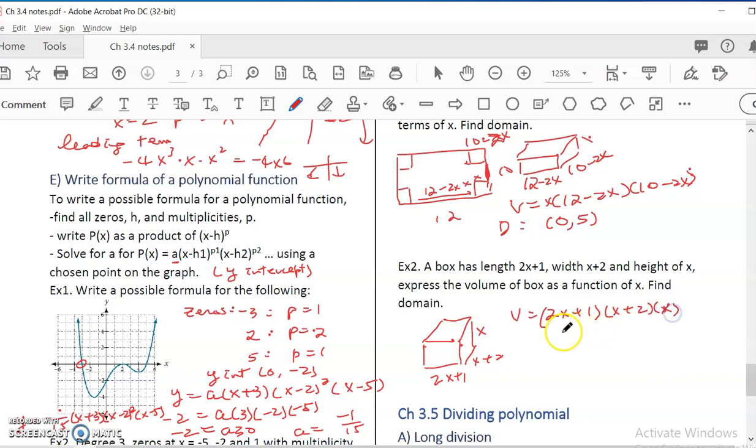So what are some possible values of x? Well, x has to be positive because x is a height, right? Other than that, I think there is no restriction because there is no subtraction here. So long as the length, width, and height are positive, that's fine. So you will say from 0 to infinity as the domain. And so that is all of 3.4.